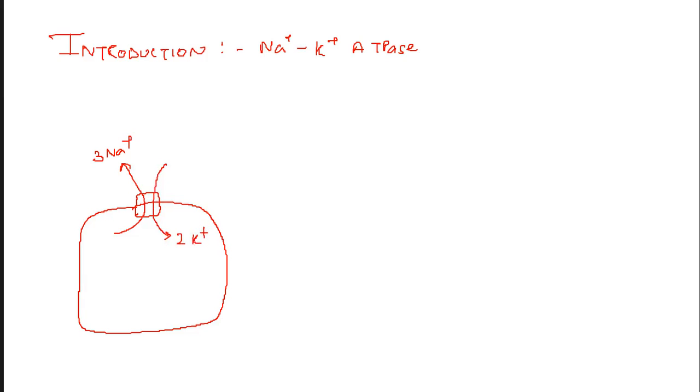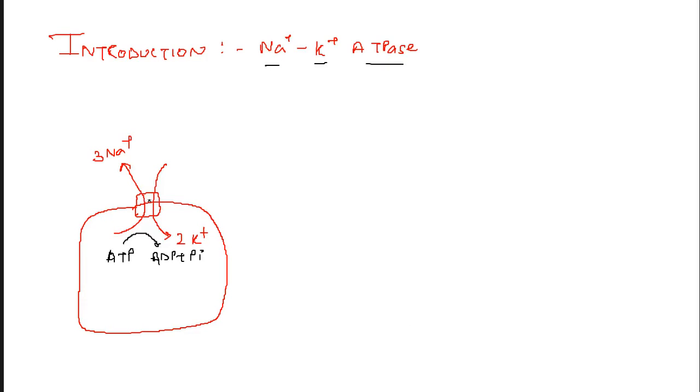It helps in the transport of 3 sodium out of the cell and 2 potassium inside the cell. And in doing so, it requires ATP. So I can say that since it requires ATP, this sodium potassium transporter is known to be a sodium potassium ATPase.